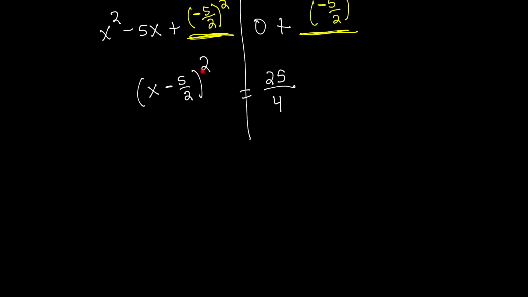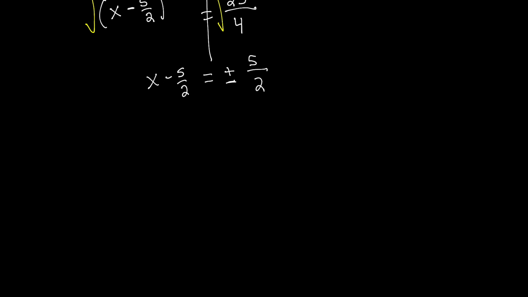Now to get rid of this second power, I'm going to take the square root of the left hand side and the right hand side. On the left, square and square root cancel out, giving me x minus 5 over 2. On the right hand side, since I took the square root, I'm going to be left with a plus or minus. And then the square root of 25 is 5, and the square root of 4 is 2. To finish the problem, I am going to add 5 over 2 to both sides.